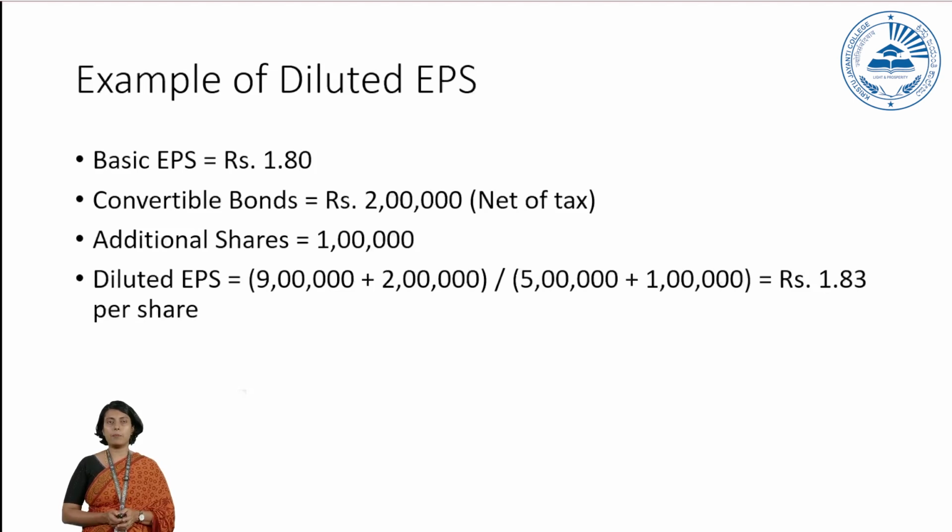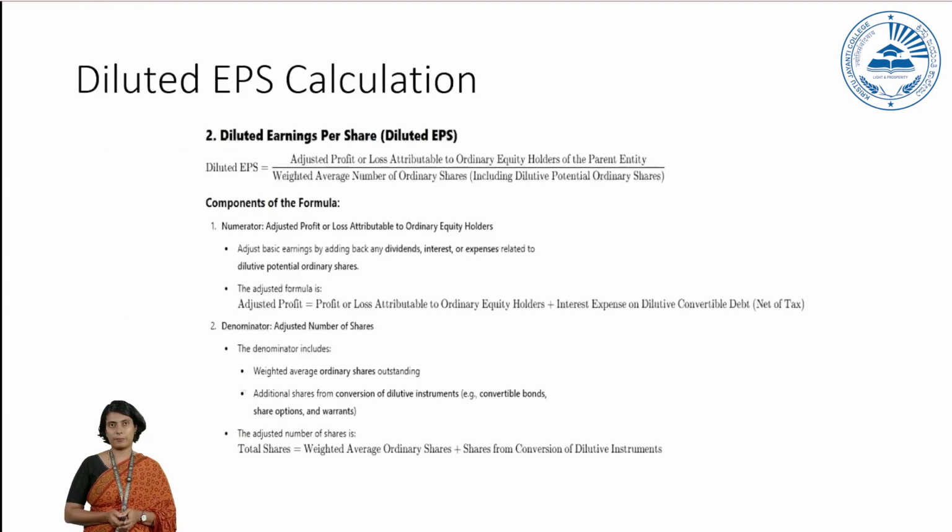There is an example. Basic EPS we have is 1.8, the convertible bonds are 2 lakh, and the additional shares are 1 lakh. So the diluted EPS will be the adjusted net profit, which is 9 lakh plus 2 lakh, divided by the number of shares after including the shares which may get converted, which is 5 lakh plus 1 lakh. The answer would change slightly, it is 1.83 per share.